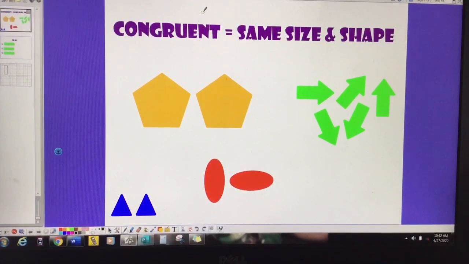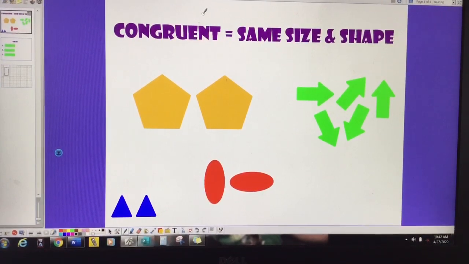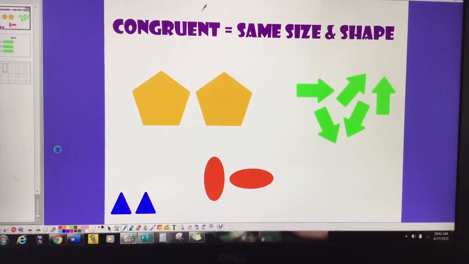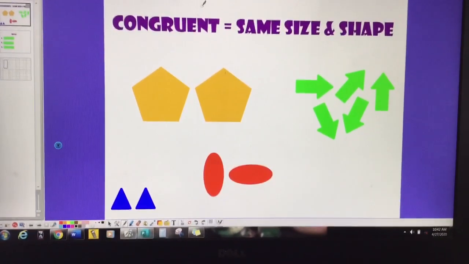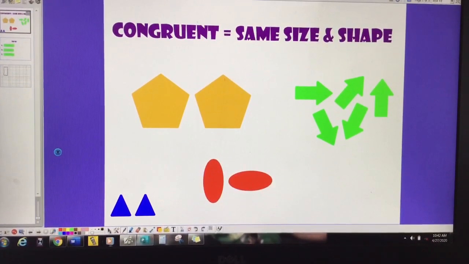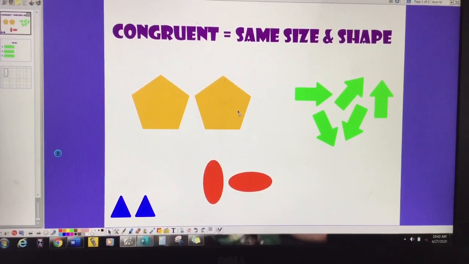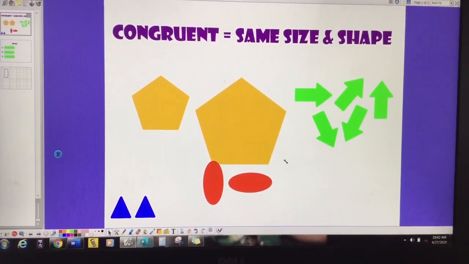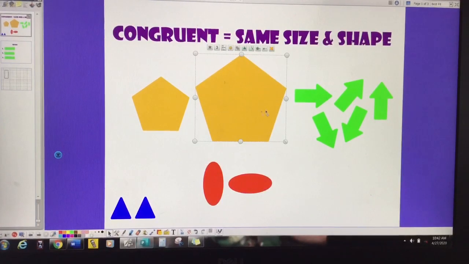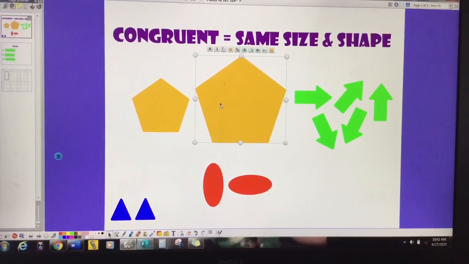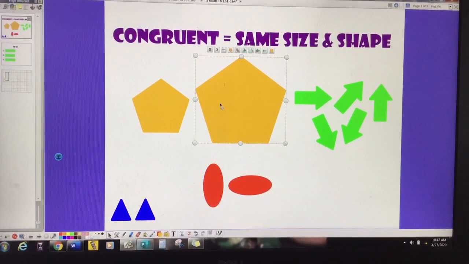So you can see those orange pentagons I have there are congruent. Same with the green arrows, the red ovals, the blue triangles, right? If I take any one of these at all and change the size, now these two shapes are similar, but they're not congruent. Okay, so to be congruent, they have to be exactly the same.